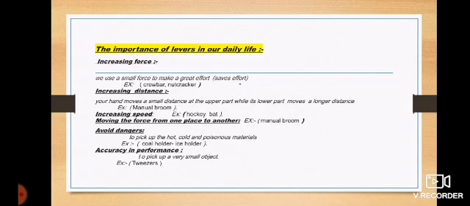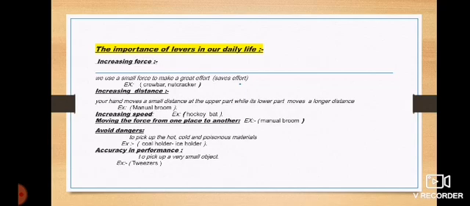The second point: what is the importance of levers? Levers have many uses in our daily life. Number one, increasing the force, as we use a small force to make a great effort, like the crowbar or the nutcracker.